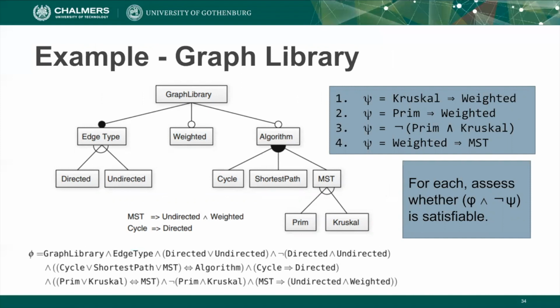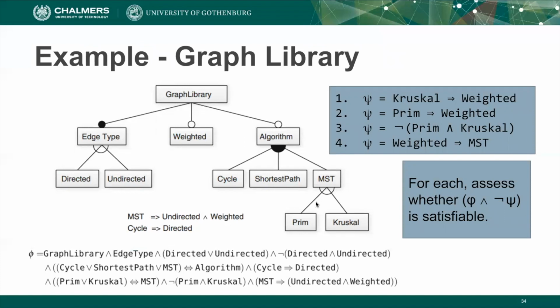To test this model, we want to state constraints that may not already be encoded into our formula. And we can state those as a set of propositional formulae. So for example, here are some facts that we might assess. The first two of these state that here, if we choose Kruskal, we must choose weighted as well. If we choose prim, we must choose weighted as well. Essentially, what this is saying is that any minimum spanning tree algorithm requires weighted graphs.